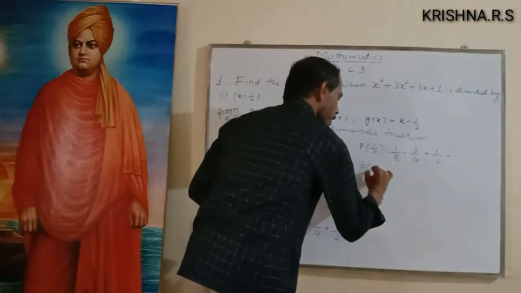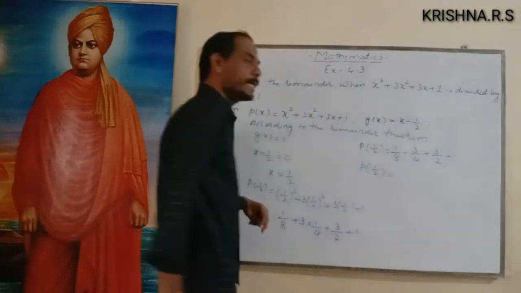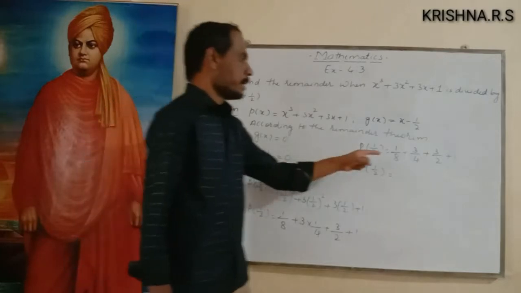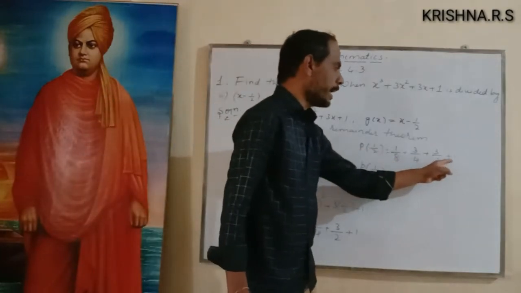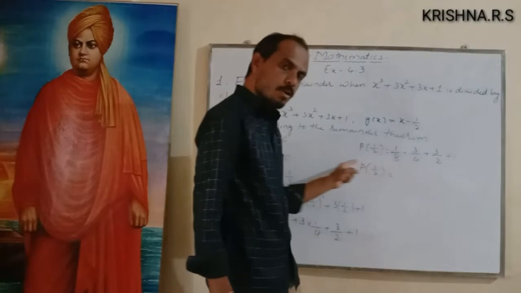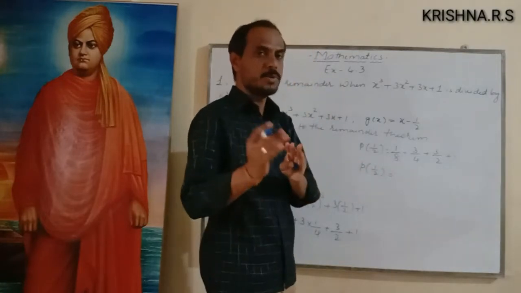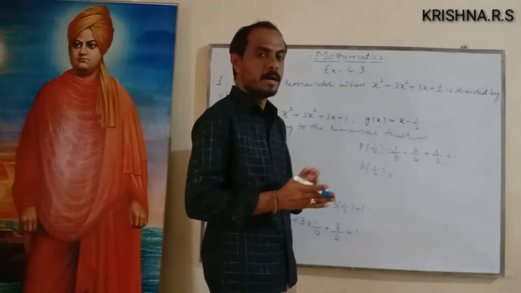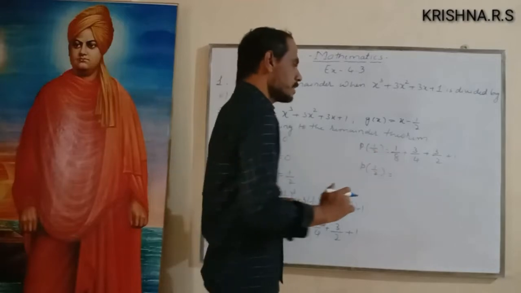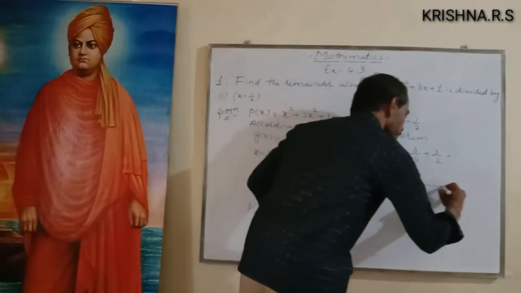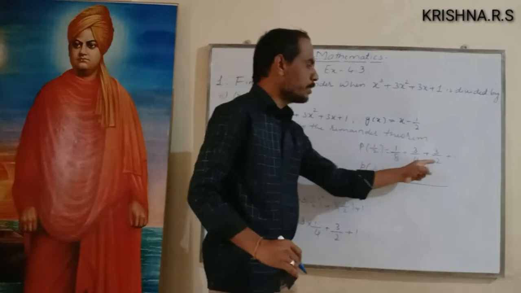How to add P of 1 by 2? By taking the LCM of the denominators: 8, 4, 2 and 1. These are all the denominators. In the previous class you already studied how to find the LCM of constant numbers. Then what is the LCM? Please tell me: 8, 4, 2, 1.